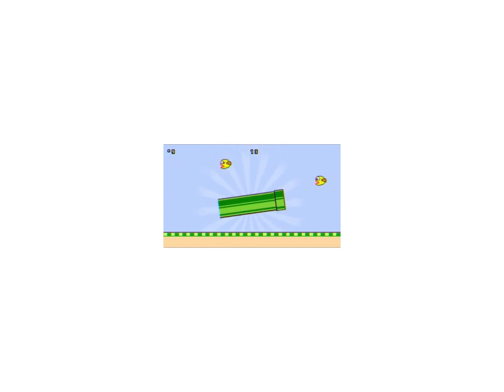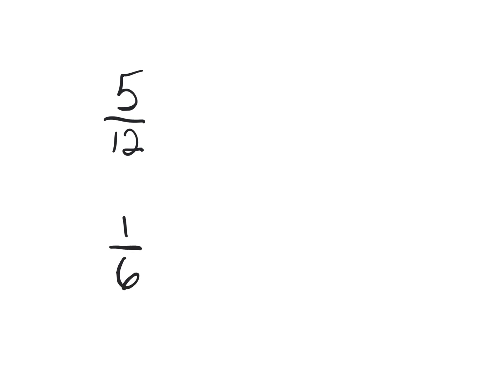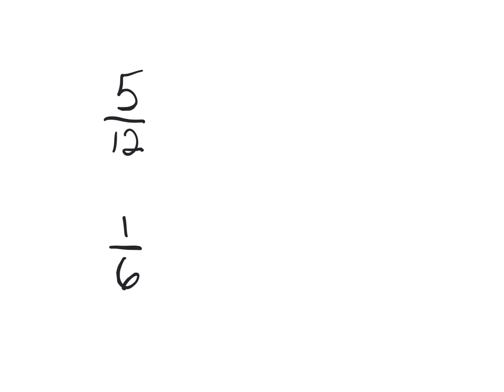One of these pipes is 5/12 of a foot, and the other pipe is 1/6 of a foot. Now, we're going to be learning how to add these fractions in upcoming lessons, but today we're going to learn a quick, fun way to determine a quick estimation for adding these fractions.